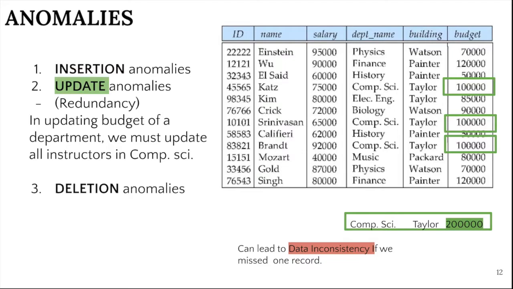The second type of anomaly is what we call the update anomaly. For the update anomaly, whenever we update a record, an anomaly occurs. So, an example is, what if we update the budget of the department? Instead of 100,000, it became 200,000. What I need to do is update all instances of ComSci, Taylor, 100,000 to ComSci, Taylor, 200,000. So, if I fail to change all of the records to 200,000, it could lead to data inconsistency. So, that is an update anomaly.